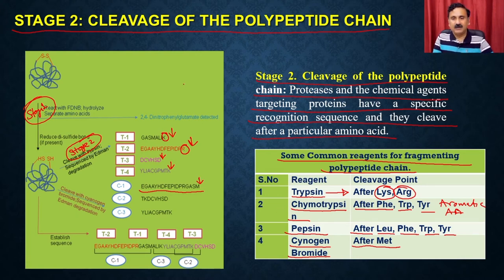Now, once you have these small fragments, you can take the individual fragments and sequence them. Once you have the sequence of these small fragments, you have to put them together, and that's how you are going to get the sequence of the complete protein.